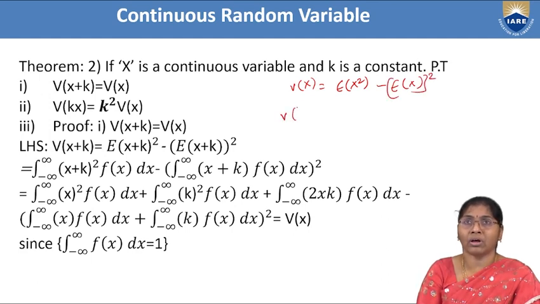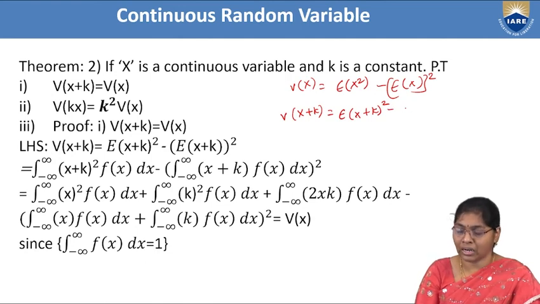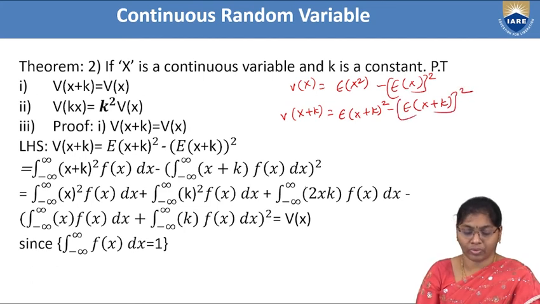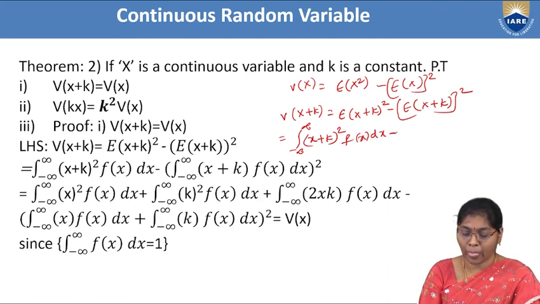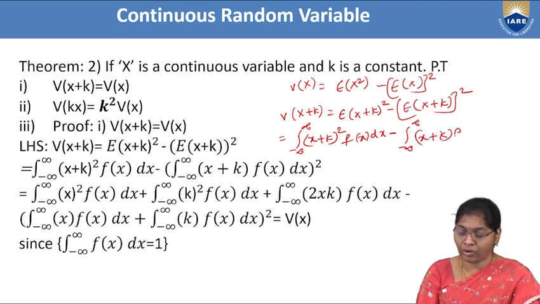I am considering x replaced by x plus k. E of (x plus k) whole square, only this part squared, and next E of (x plus k) whole square. Just applying the E of x formula, that is integral from minus infinity to infinity of (x plus k) square into f of x dx, minus integral from minus infinity to infinity of (x plus k) into f of x dx, whole square.